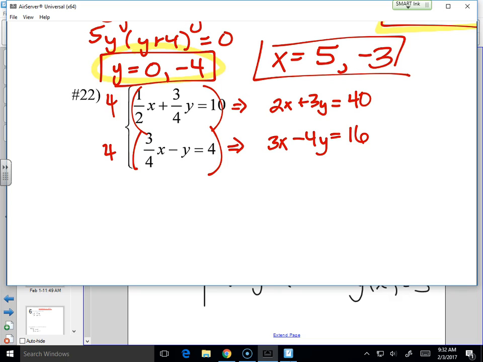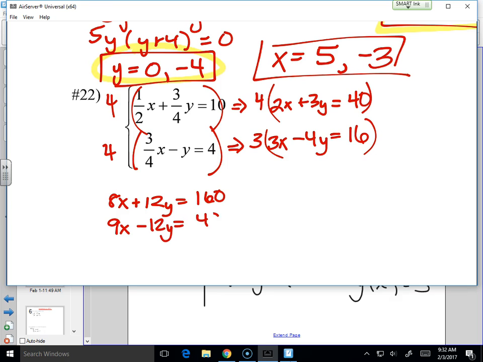I see these guys with opposite signs. Let's make them match, yeah? Let's multiply him by 4. Let's multiply him by 3. Then we end up with, check my math, 8x plus 12y equals 160, and 9x minus 12y equals 48.